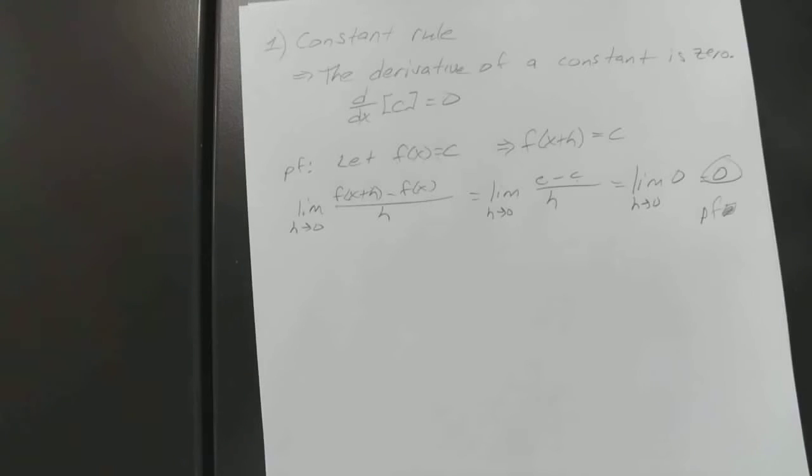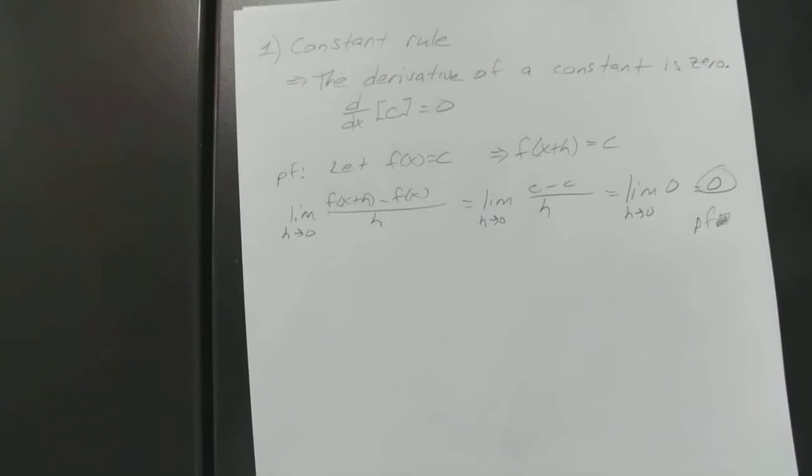Why did you say that wouldn't be indeterminate? Oh, because it's still over h. Remember, h is never 0, it's only approaching 0. Gotcha. That makes sense? Yep. Now, if they were both 0, then it would be indeterminate.